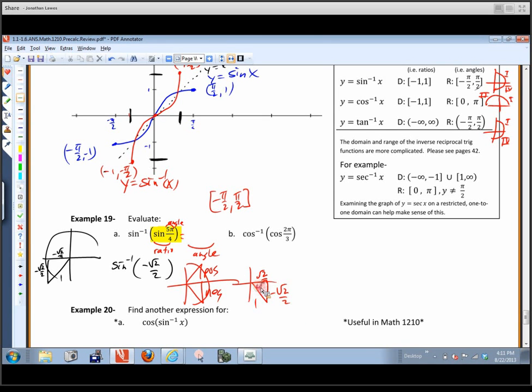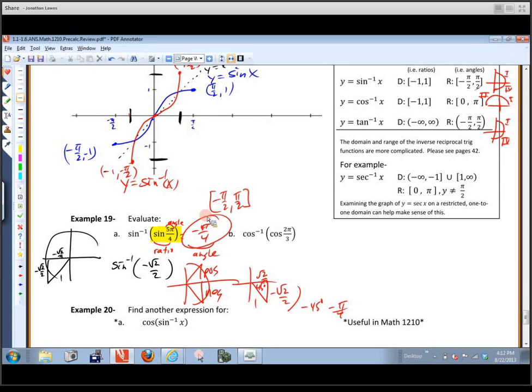This is going to be 45 degrees, or that's the reference angle there. If we measure that from standard position, that's going to be negative 45 degrees, or that's going to be negative pi fourths. So the answer here is negative pi fourths. There's our answer.